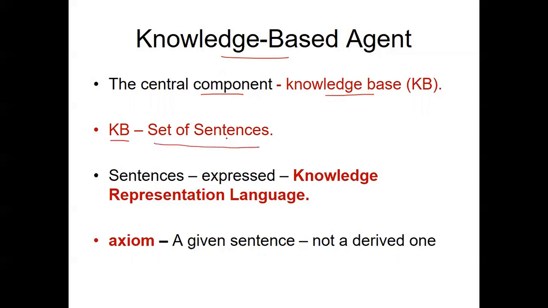These sentences are also called facts. But these facts can take either the value true or false. Sometimes it may take the value true, or sometimes it may take the value false, depending on the situation. And how do we represent the sentences? These sentences are represented by using some languages. These languages are called knowledge representation languages. Actually there are many such languages.